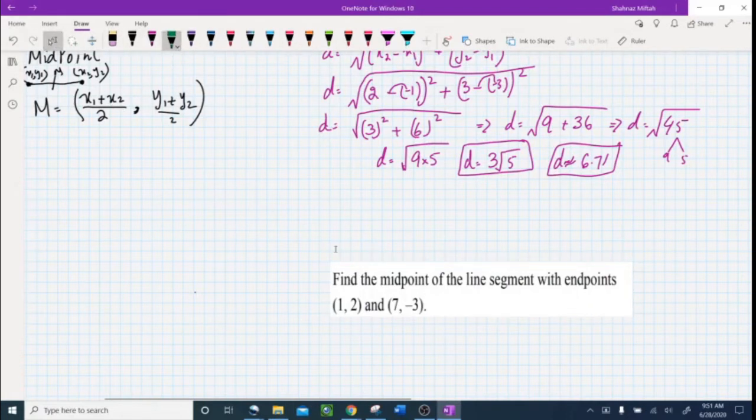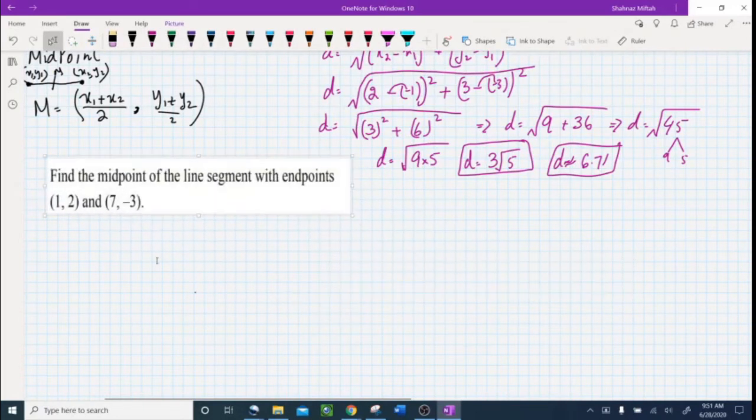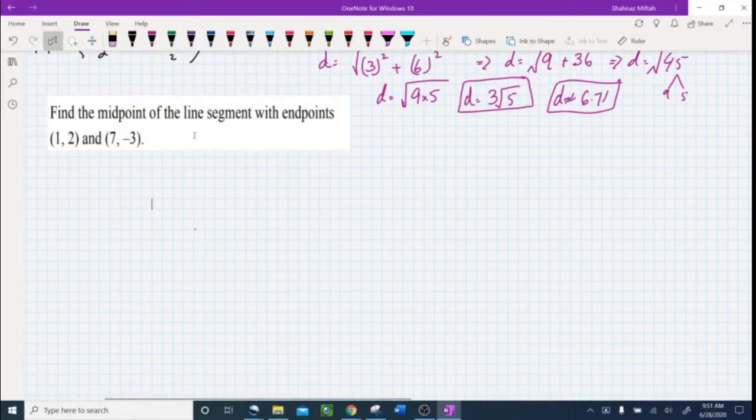Okay, let's go back. Now that's my midpoint formula, and let's solve the question. Okay, I'm going to use a different color. I like different colors. Okay, here's the green.